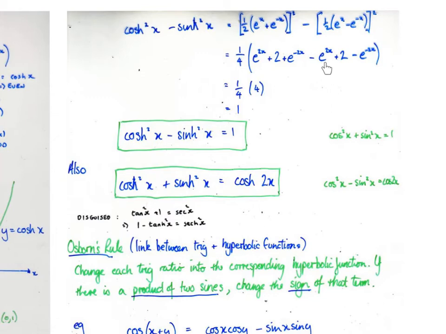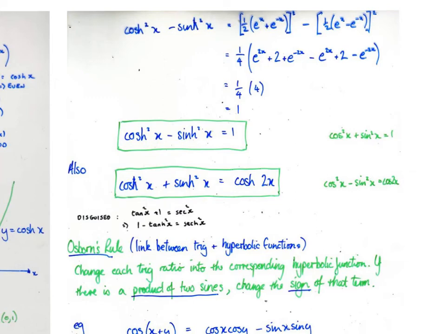All the e to the 2x cancels with minus e to the 2x, e to the minus 2x cancels with minus e to the minus 2x, and you're just left with the 2 plus 2, which is 4. And a quarter of 4 is 1. And this ends up being cos squared x minus sine squared x equals 1. That is always true. It's almost like a trig identity, but a hyperbolic function identity. Cos squared x minus sine squared x equals 1. And it's a wee bit like we have a trig identity that sort of almost lines up with it. Remember, we have cos squared x plus sine squared x equals 1.